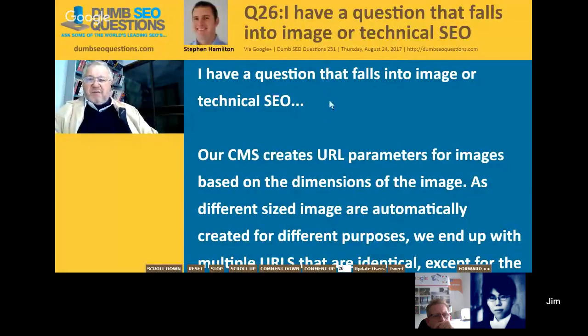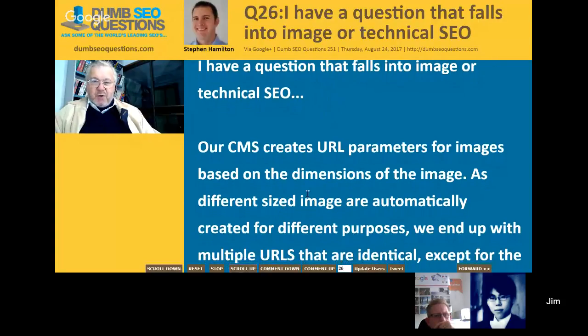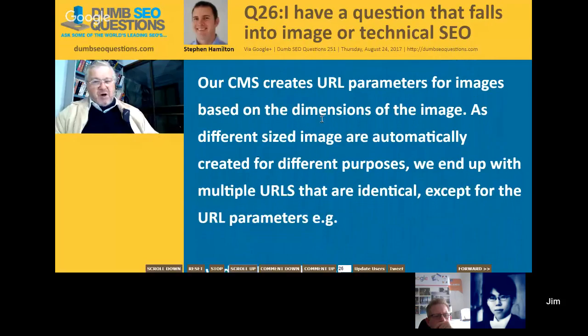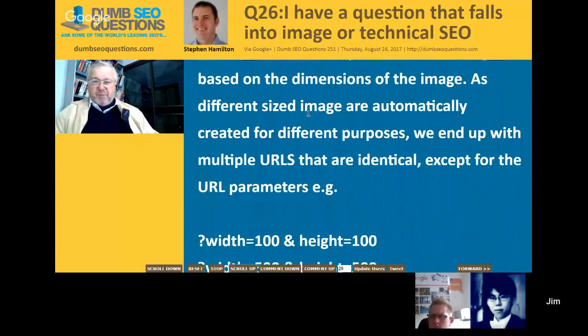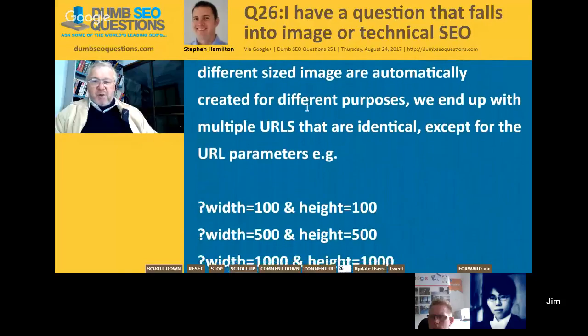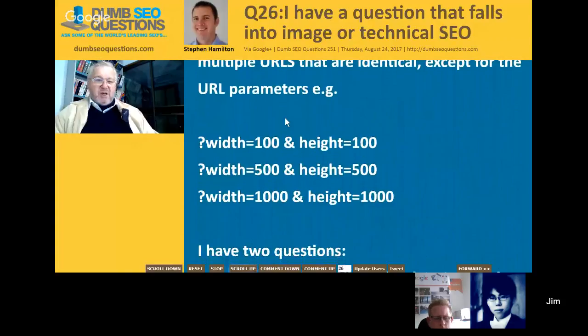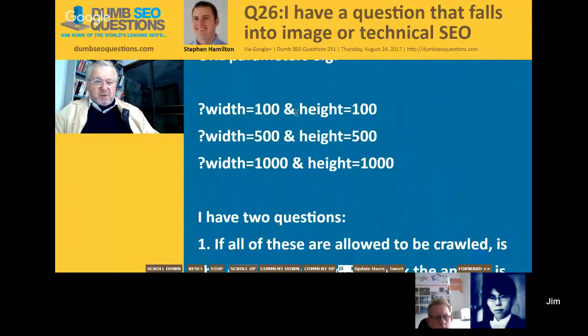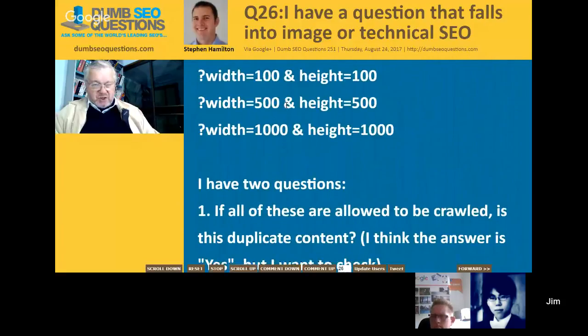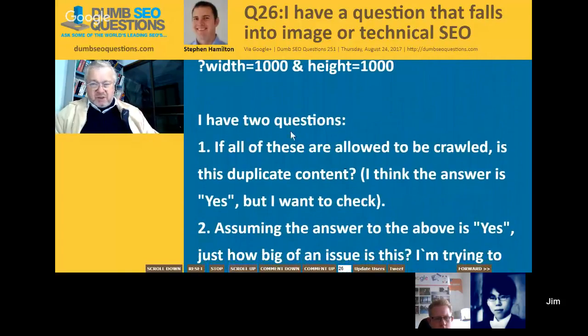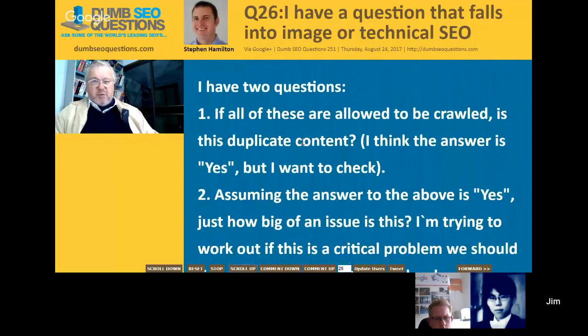Stephen Hamilton has a question that falls into image or technical SEO. He said, our CMS creates URL parameters for images based on the dimensions of the image. As different sized images are automatically created for different purposes, we end up with multiple URLs that are identical except for the URL parameters, e.g., width equals 100 and height equals 100. He said, I have 2 questions. If all of these are allowed to be crawled, is this duplicate content? I think the answer is yes, but I want to check.